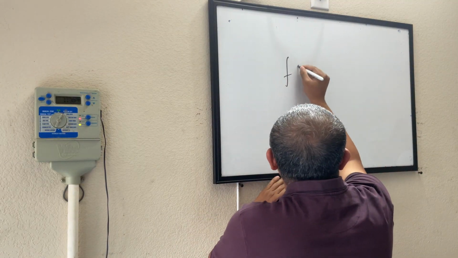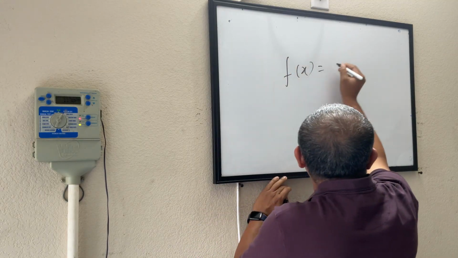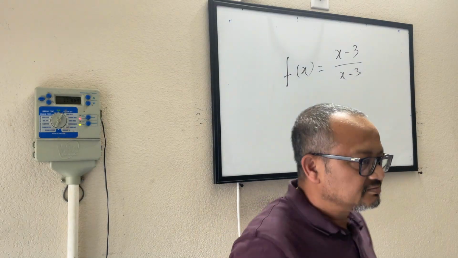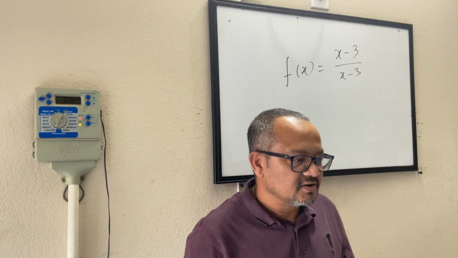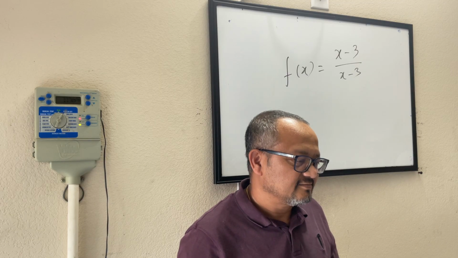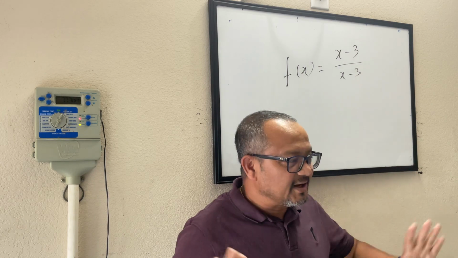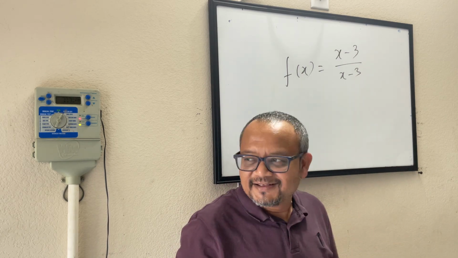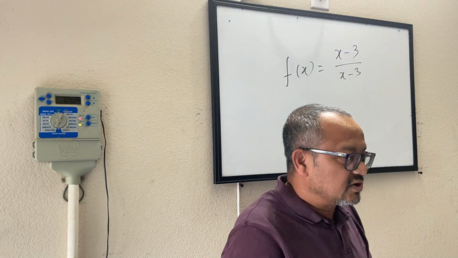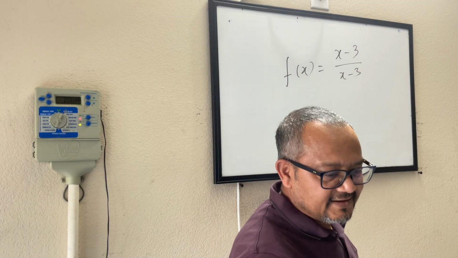Now let me give you guys one classic example. If I say y as a function of x, f(x) is equal to (x minus 3) over (x minus 3). What does it mean to you? What is the value I'm talking about for this function? No, just think about it. It's a very simple question. What does it mean? Mathematically think about it.